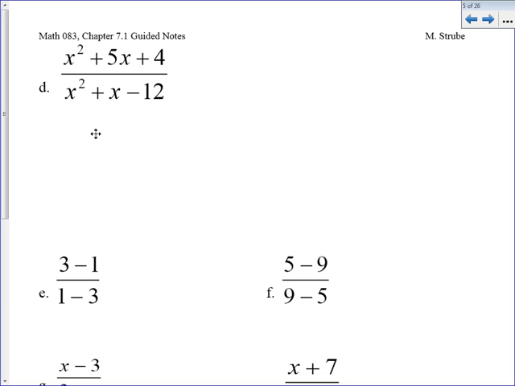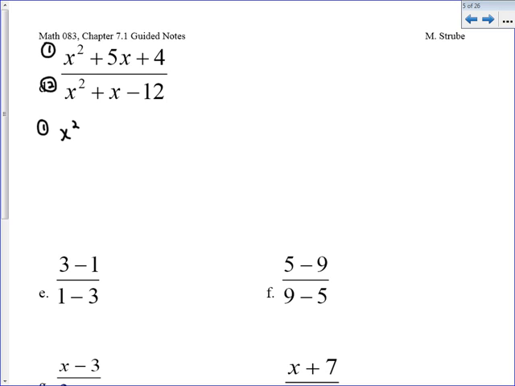All right, D. I see x squared plus 5x plus 4 divided by x squared plus x minus 12. So the first thing people want to do, if you don't know what you're doing, is cancel the x squared. You can't cancel terms. Cannot cancel terms. You need factors. So we've got to get some factors for the numerator and some factors for the denominator. So this is great review for your test.